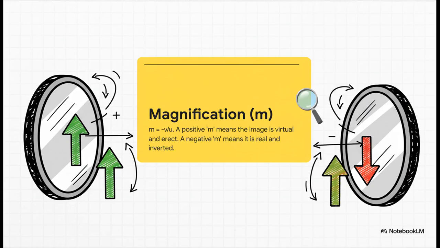And there's one more piece to the puzzle, the formula for magnification, or M. This little guy is awesome. It tells us two key things. The number itself tells you how much bigger or smaller the image is, but the sign, whether it's positive or negative, is the secret code. A positive M means the image is upright and virtual. A negative M tells you it's upside down and real.